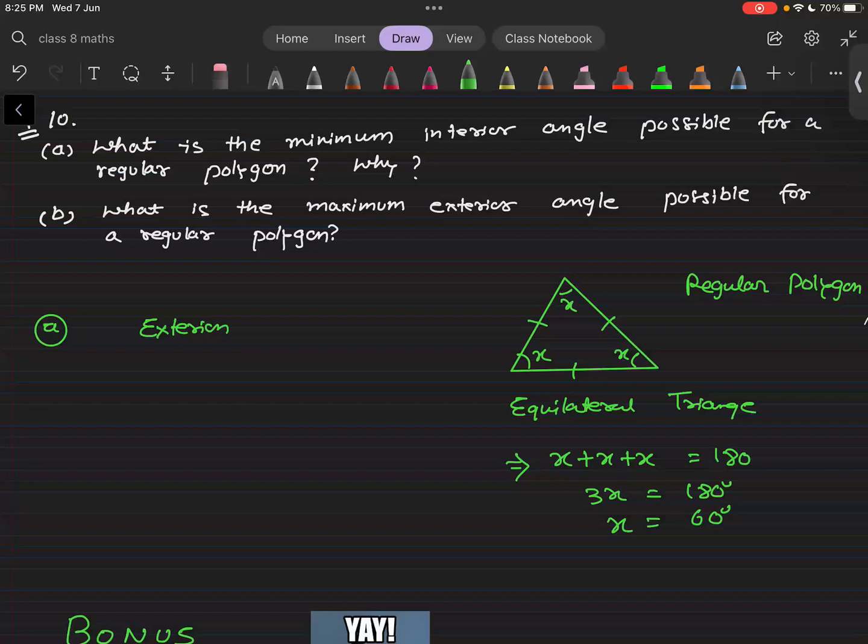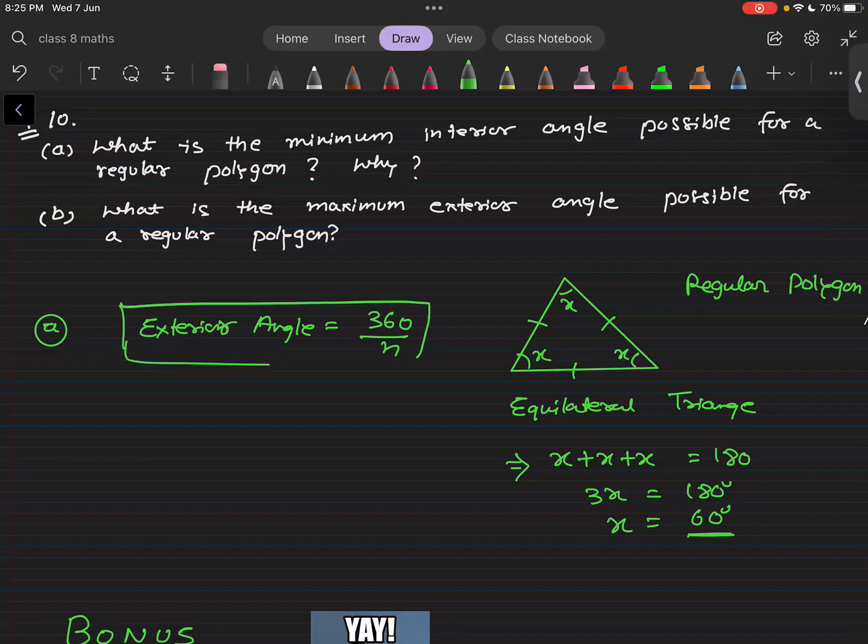We can also check it by putting in this formula: exterior angle equals 360 upon n. We can put the value of exterior angle in this formula, and from there also we can get the value. So for this equilateral triangle, if we found the interior angle to be 60 degree here, then what is the exterior angle going to be? It is 120. Okay. So if you put this 120 here, what is the value of n here?